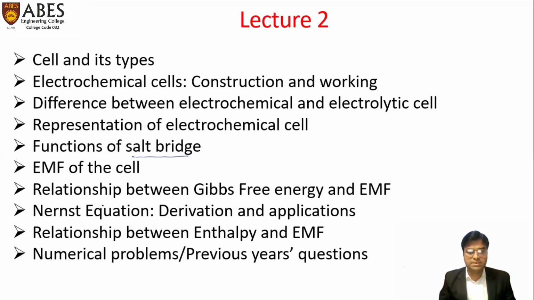In electrochemistry, the Nernst equation is a very significant equation which helps to find out the half cell potential and the cell potential at varying concentrations of the electrolyte. So here we shall derive the Nernst equation and we shall find its applications. After that, we shall establish the relationship between enthalpy and electromotive force of the cell. And at last, we shall discuss a few questions which have appeared in previous year's examinations and we shall solve numerical problems.